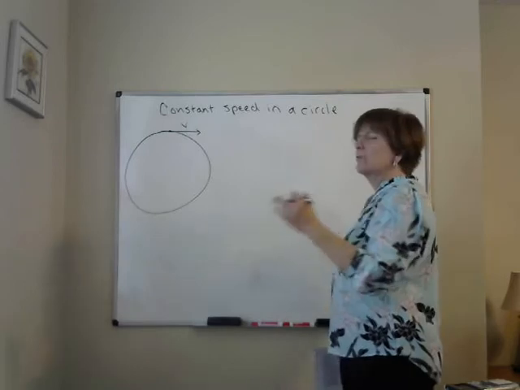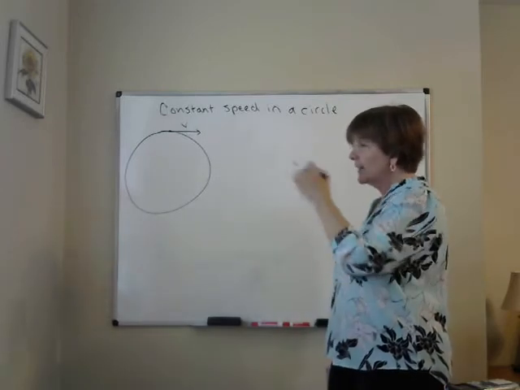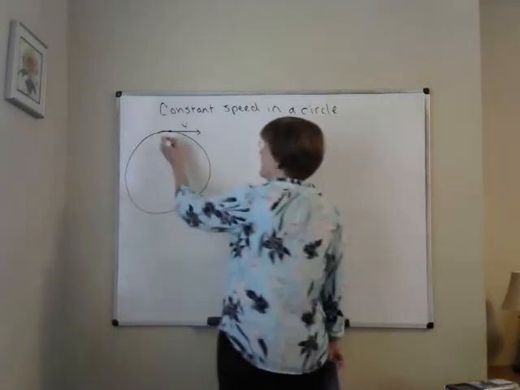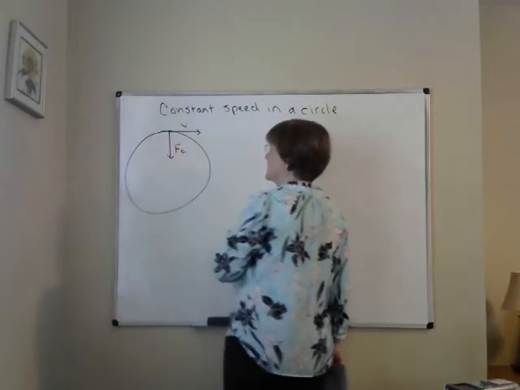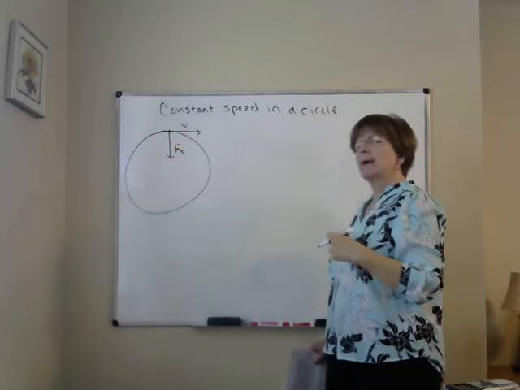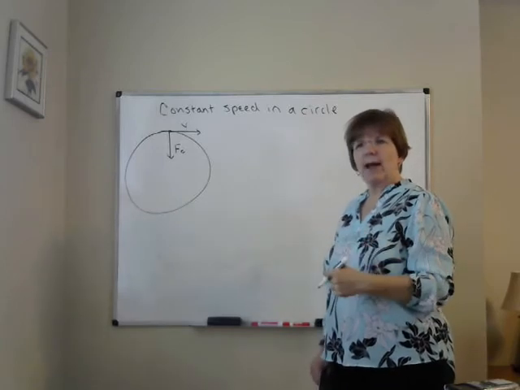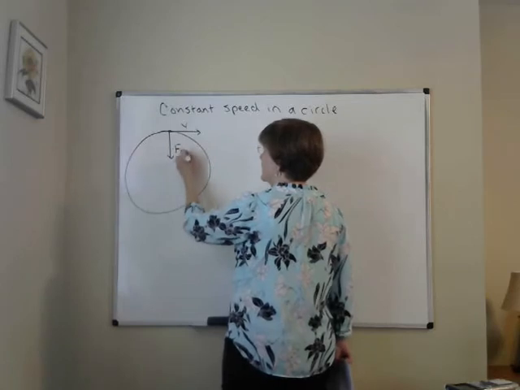So the direction of the velocity is continuously changing. There's something that's pulling it into the circle. That's a force towards the center. We call that a centripetal force. When we're talking about satellites, the centripetal force is caused by gravity. We have a gravitational force towards the center.